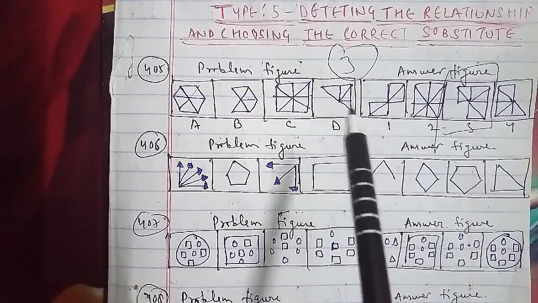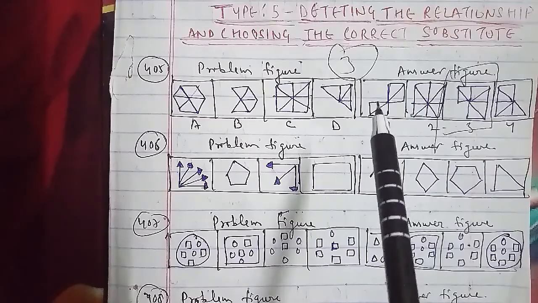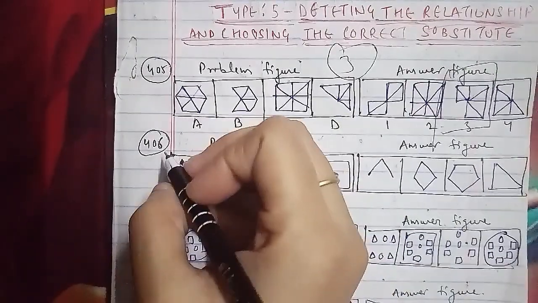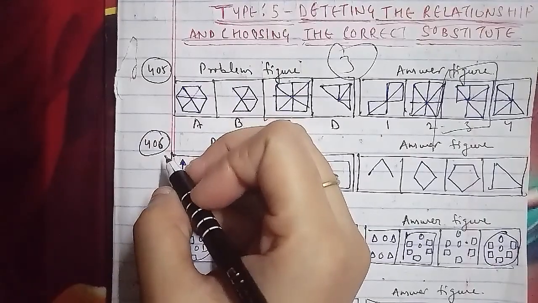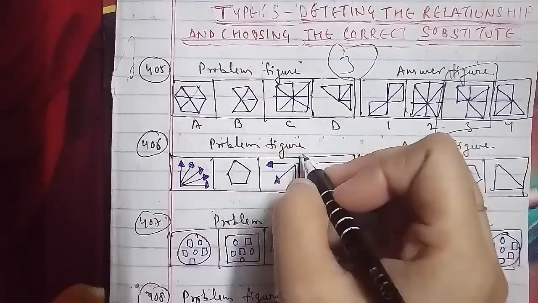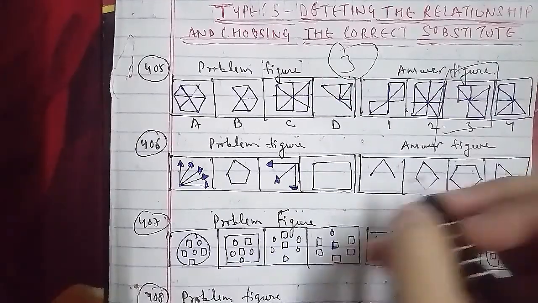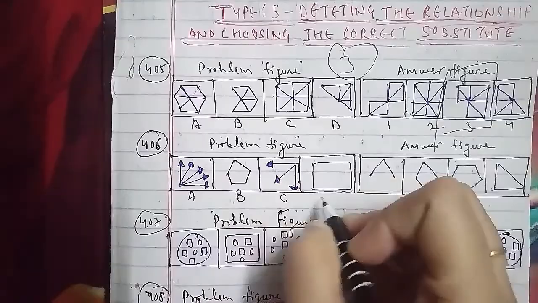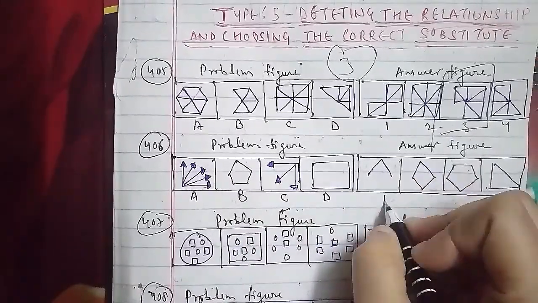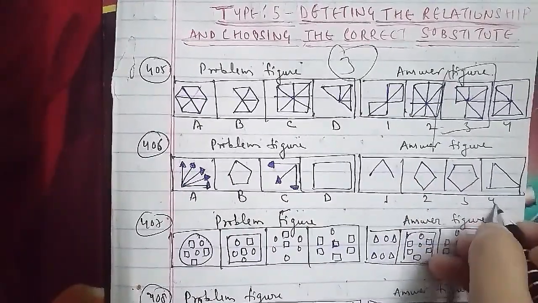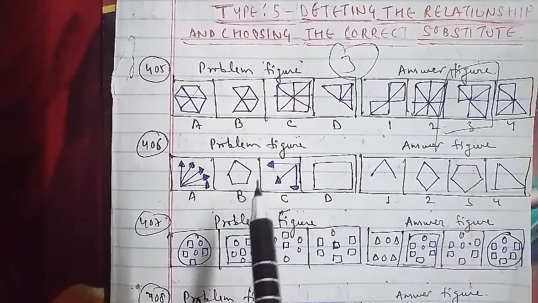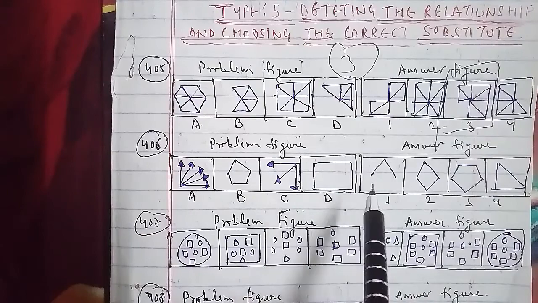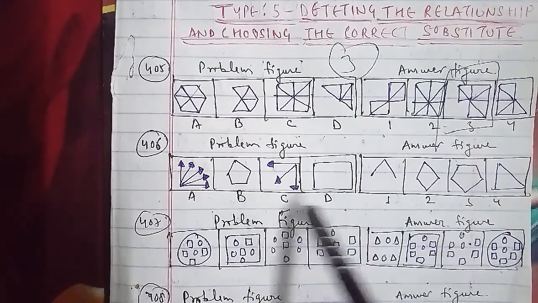These were the problem figures and these were the answer figures, named as figures A, B, C and D. This is for the answer figure. We have 1, 2, 3 and 4 here. In this, the number of sides in B is equal to the number of arrows in A. So the figure which we have to find after D, in reference to D, that will be the answer. The fourth figure will be the right answer for this question as well.